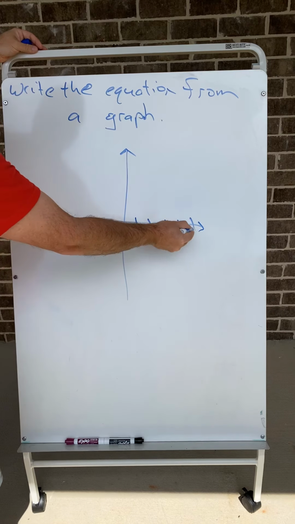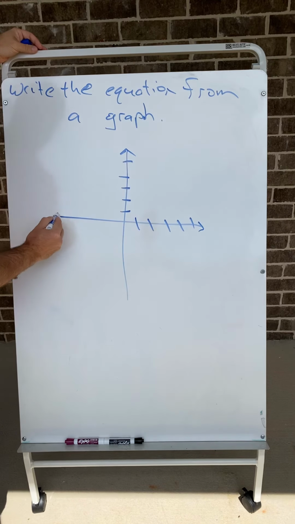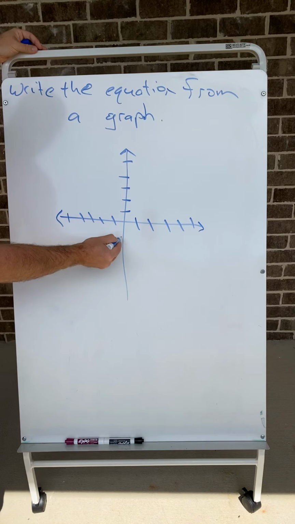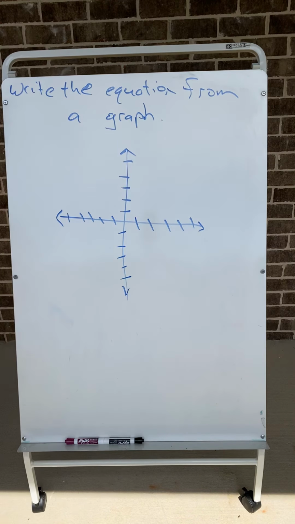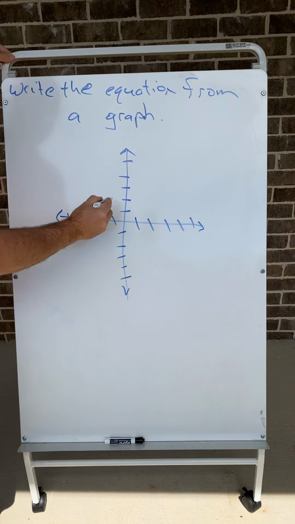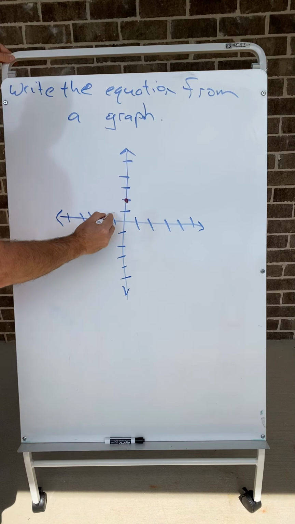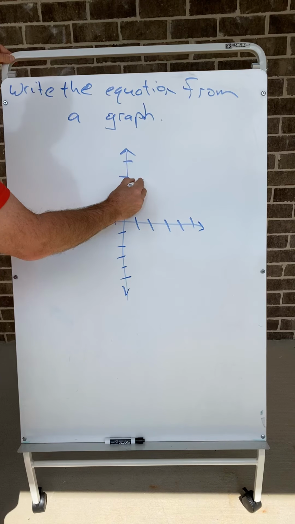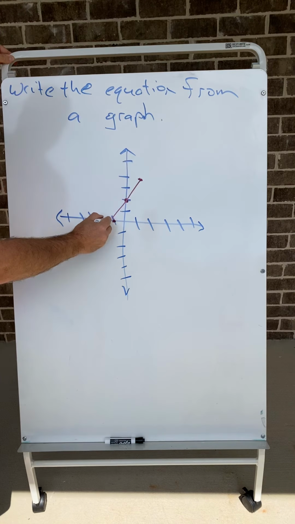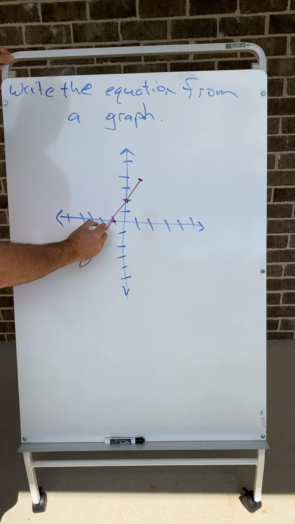1, 2, 3, 4, 5 in each direction. So here's my graph. On my graph, you're going to have a line. So let's say your line looks like this. There's my line. Should go through there.